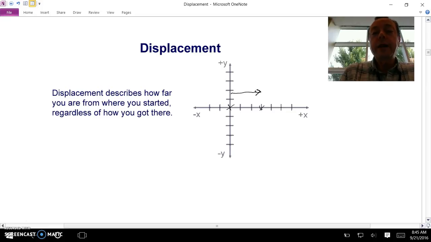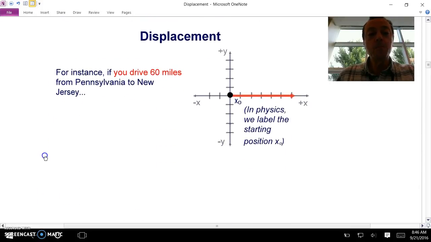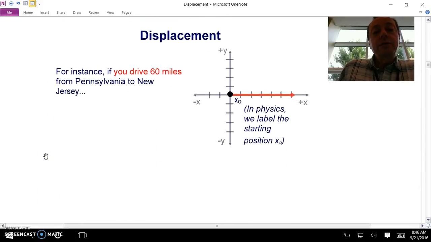We represent it with an arrow whose length is proportional to the size or magnitude, and the arrow points in the direction of the vector. Okay, so that's why I've used an arrow right there. For instance, if you drive 60 miles from Pennsylvania to New Jersey, you'll get a vector representation that looks like that, okay, along the x number line.